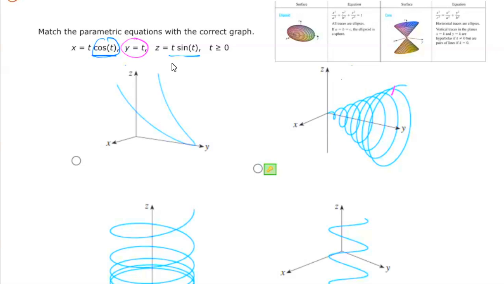Okay, take a look here. Maybe this is too small. I can make it bigger. So let me write it bigger. So we have x equal to t cosine t, y equal to t, z equal to t sine t, right? Okay, and then t greater than or equal to 0. So what do you think? A, B, C, D.